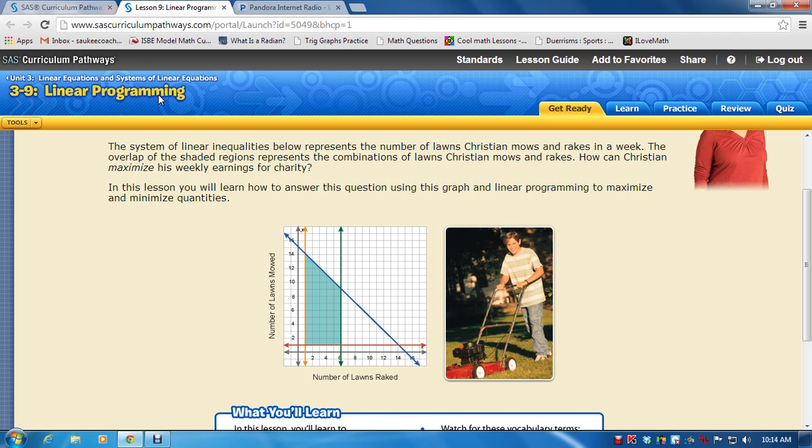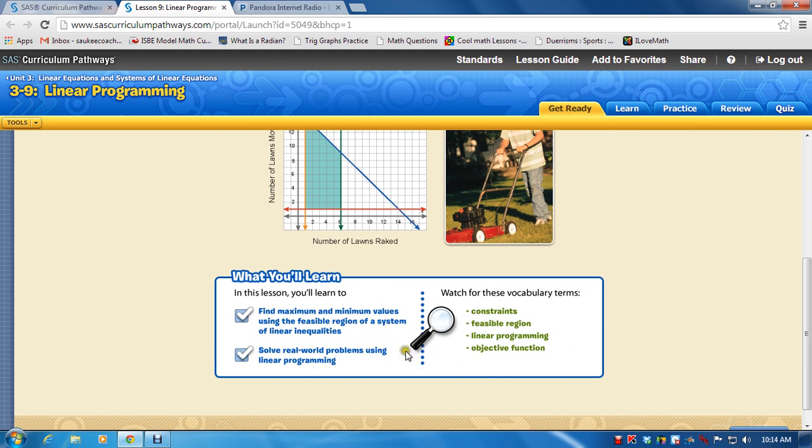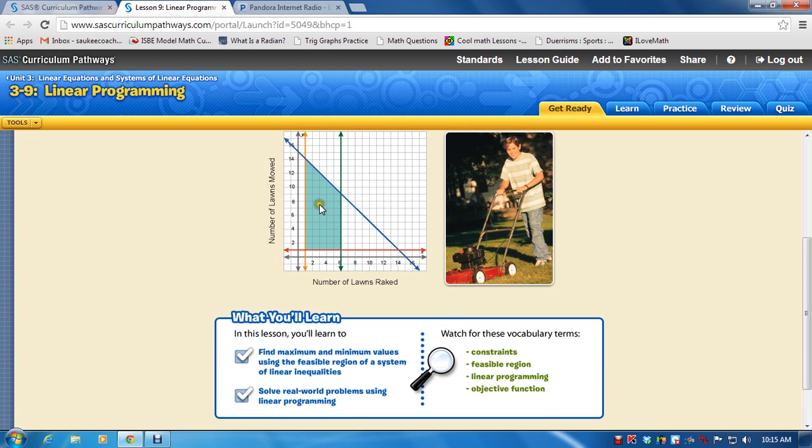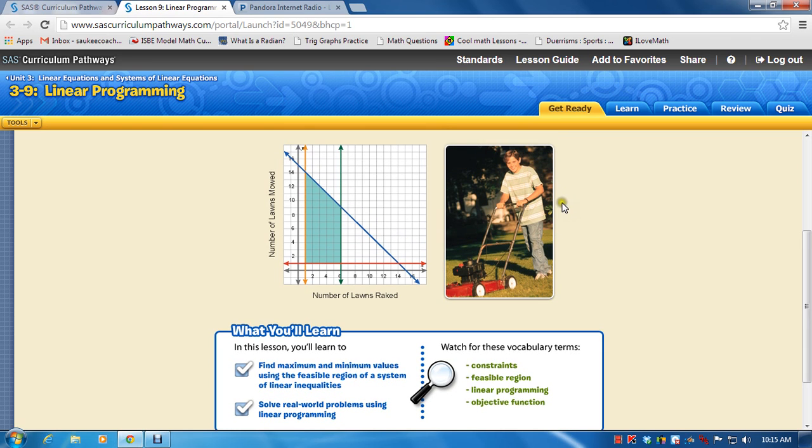For instance, like here, he's raising money for charity. He obviously wants to try to raise as much as possible. So he would be looking to get the maximum amount of money that he could get from mowing or raking. So that's what we're going to do. We're going to be looking at these constraints, a feasible region, which would be our shaded region where it overlaps. And we're going to be looking for some maximums and some minimums within those feasible regions.